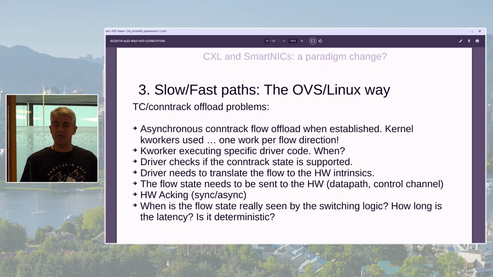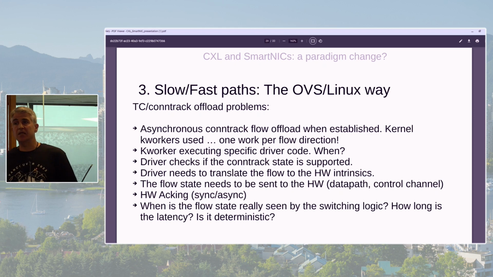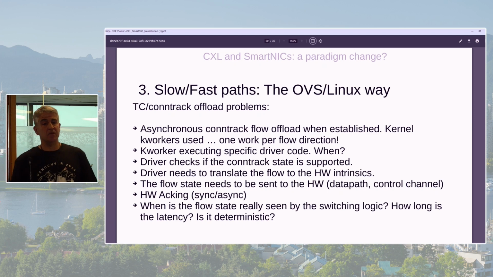So when the flow is established, work is created, and then a kernel worker will run at some point. When? Well, we don't know. It will depend on the competition for the CPU. But at some point, that flow will be offloaded, invoking driver code, and the rest is similar, if not the same, as with the rules. In this case, for example, there is one work per flow, and one work per direction per flow. So I guess that can be optimized.